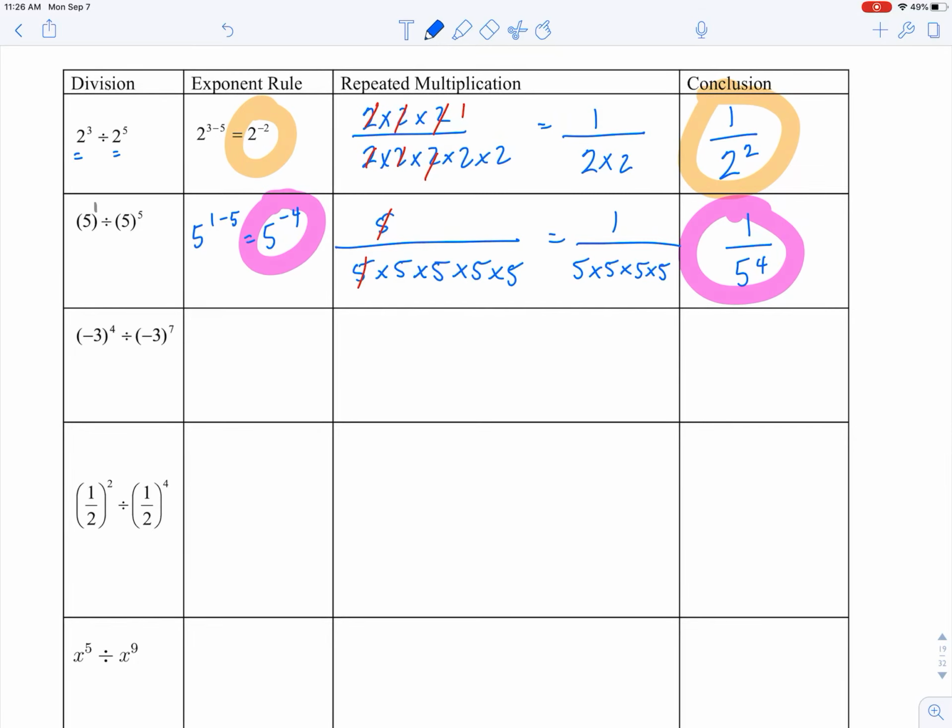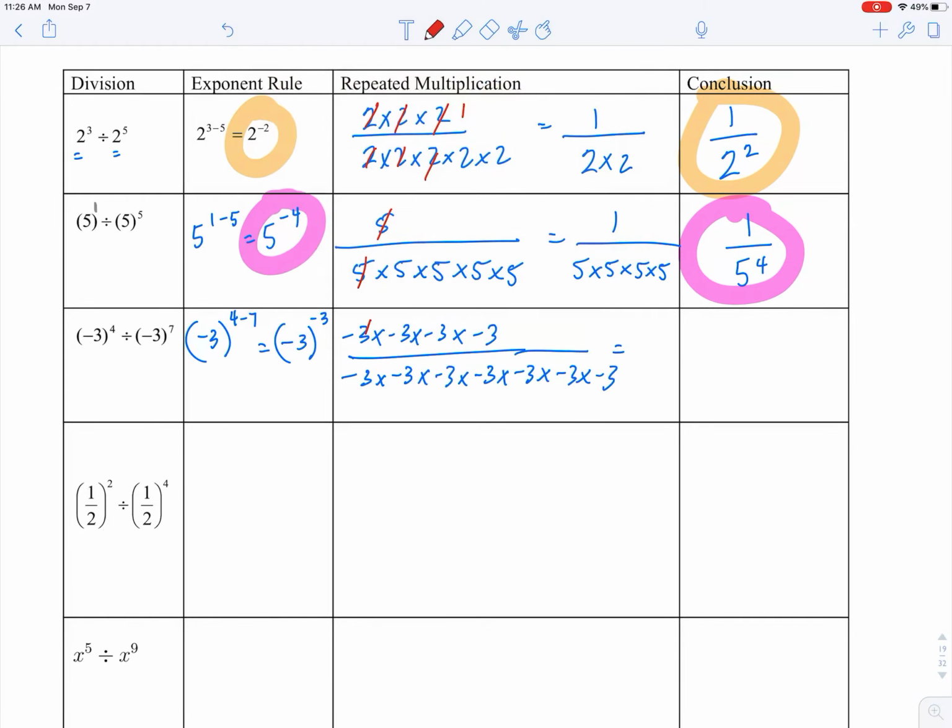So the bases match. They're both negative 3, so we subtract the exponents because we're dividing. So we would get negative 3 to the negative 3. Writing this out old school is going to be a little more annoying because of the 1, 2, 3, 4, 5, 6, 7.